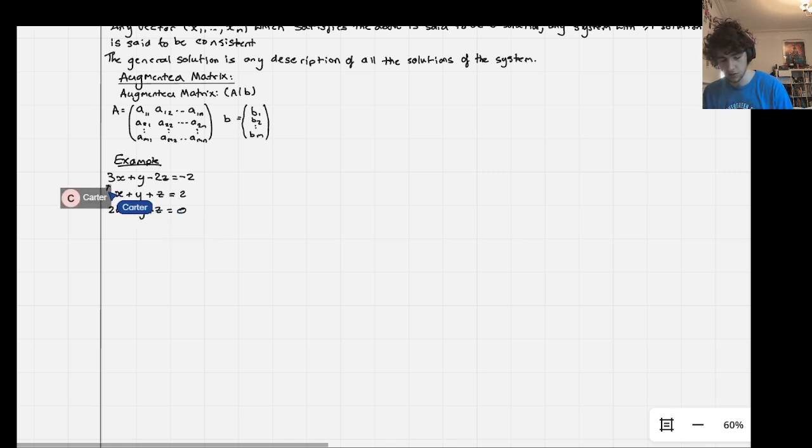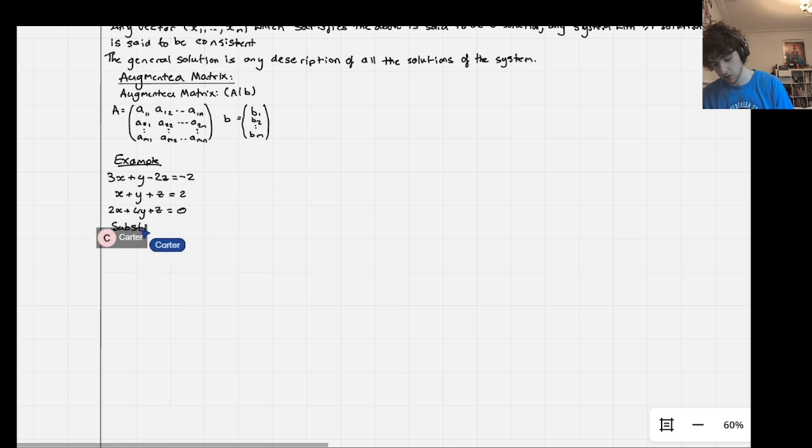Remember, this is our A1, this is our A11, which is 3, our A12 is 1, and our A13 is minus 2, and our B1 is also minus 2. And then we have our x, y, and z, which are our three variables, okay? So this should be pretty recognizable as a linear system, probably more recognizable than the definition I gave before, but we have to now find the general solution to the system. Well, one way we can do this is substitution.